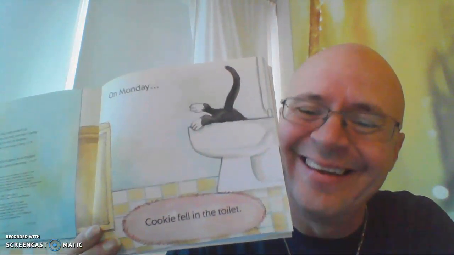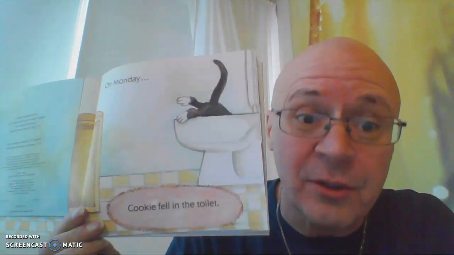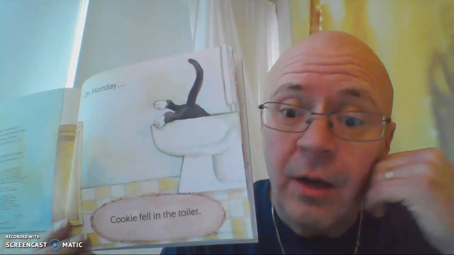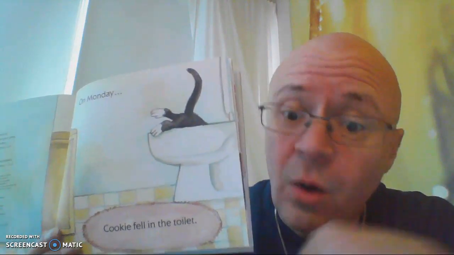Right? What happened on Monday? Yes, Cookie fell into the toilet. Now, what does our setting have to be for Cookie to fall in the toilet? Where is this happening? Is it happening at the park? No. It's happening in the bathroom. It has to be the bathroom for this to happen, doesn't it? Cookie fell into the toilet can only happen in the bathroom.